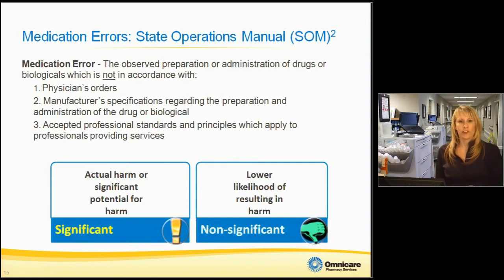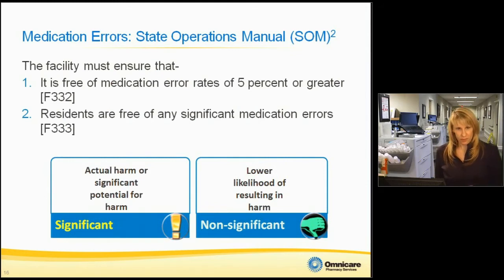If you are not subject to a survey by the State Operations Manual, I'm pretty sure you can tell you don't want any significant medication errors, you don't want to give things the wrong way, and you want to minimize even the non-significant errors. So you can see how this really applies to anyone. I have some F tags listed up there, but the point is you really want to make sure that your facility is free of medication error rates of 5% or greater. Think of how many medications are passed at your facility. 5% can be a lot. Residents need to be free of any significant medication errors. Those ones that cause actual harm, no matter what facility you're in, we want to make sure that doesn't happen.